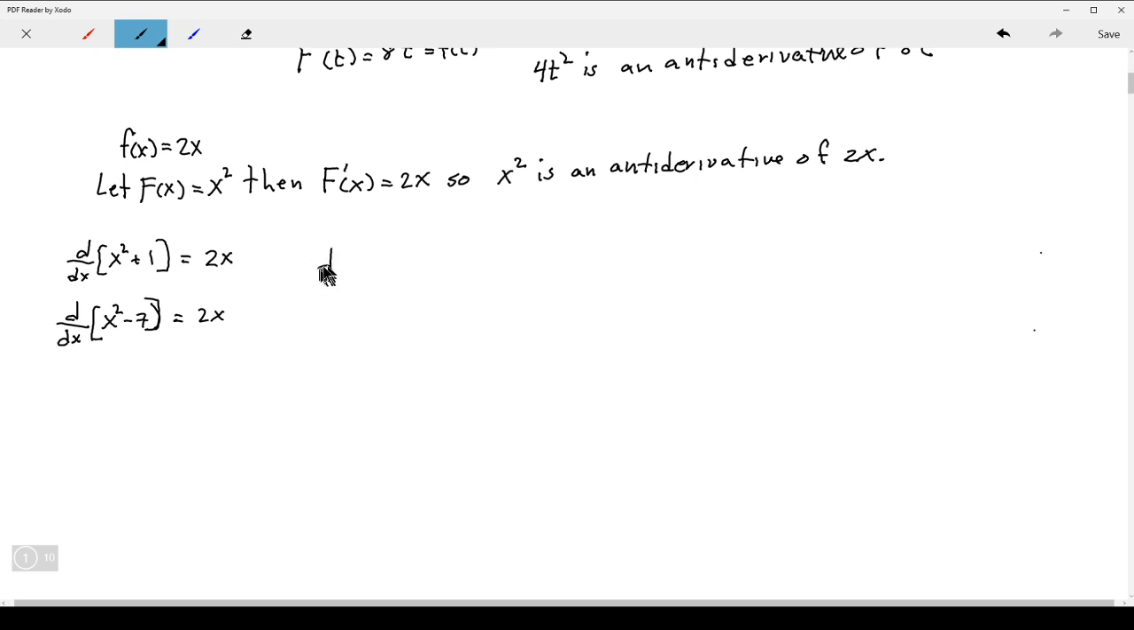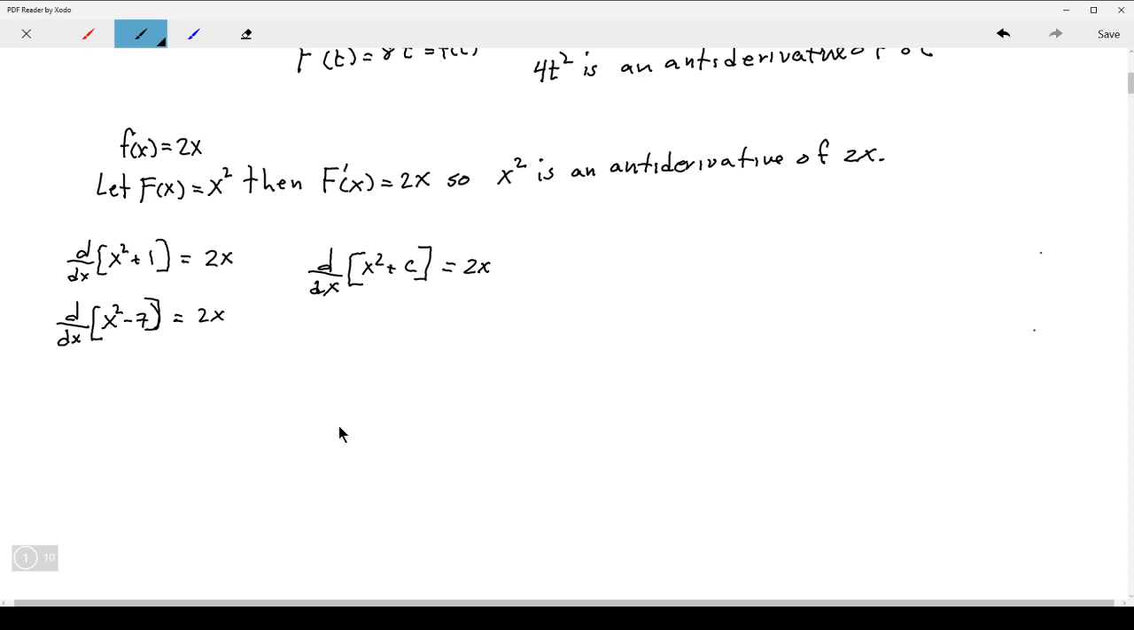So what happens if I take the derivative of x squared plus any constant value? I'm going to get 2x. All right, so I don't get a different antiderivative when I look at 2x. My question is, when we move backwards, which one of these was it? And the truth is you don't know.